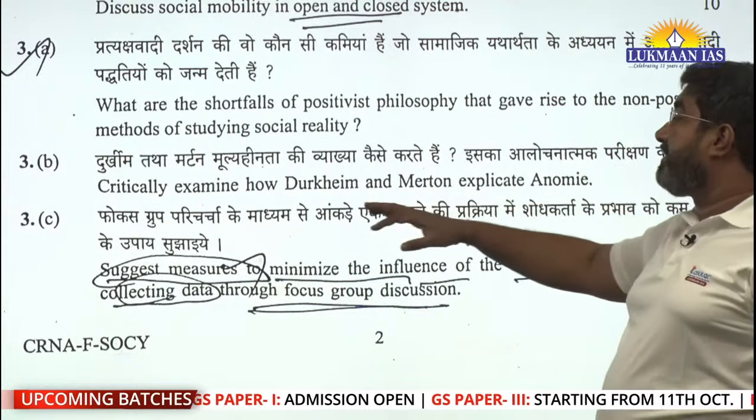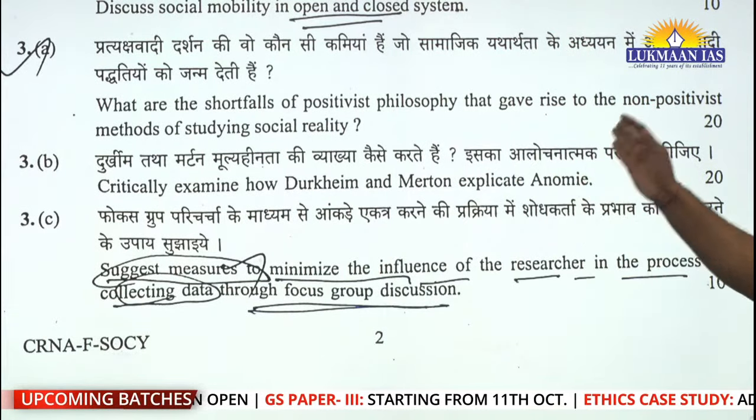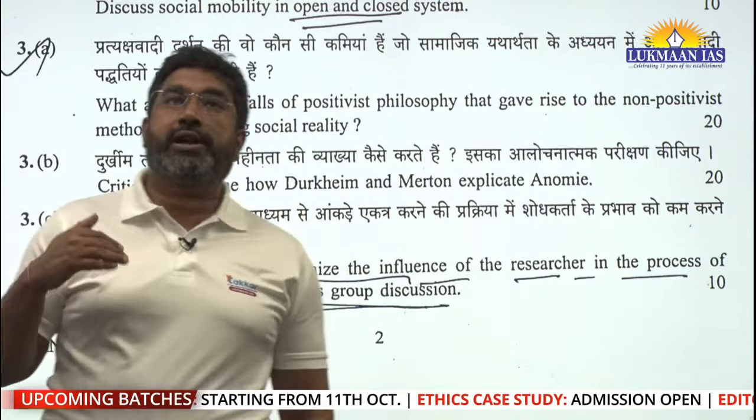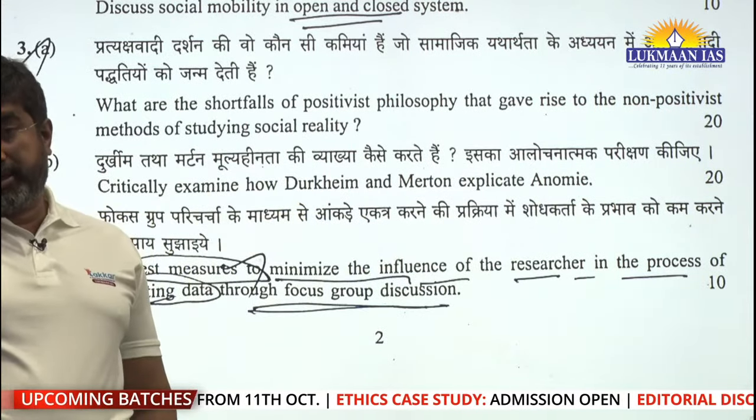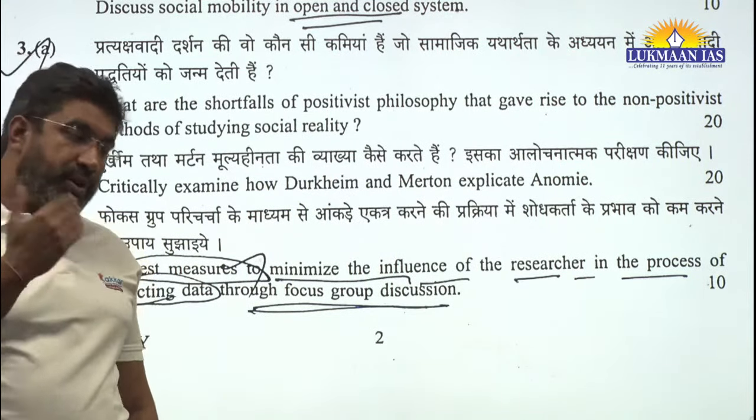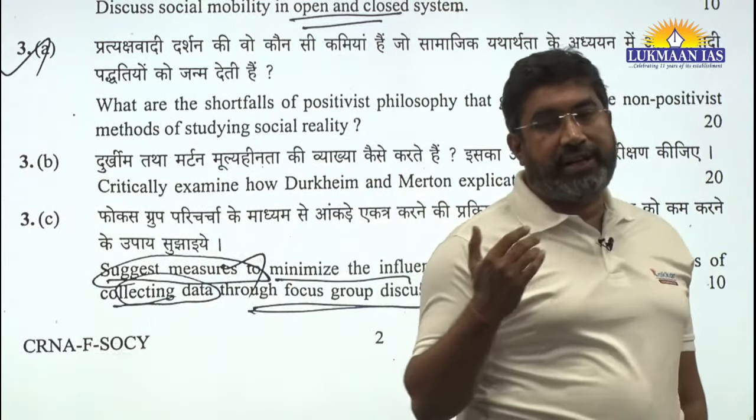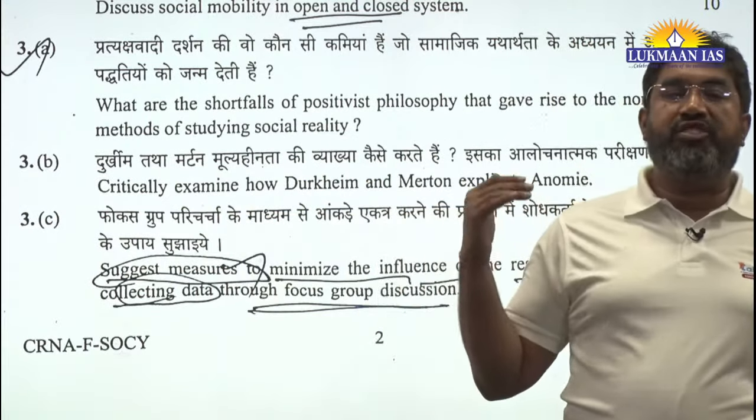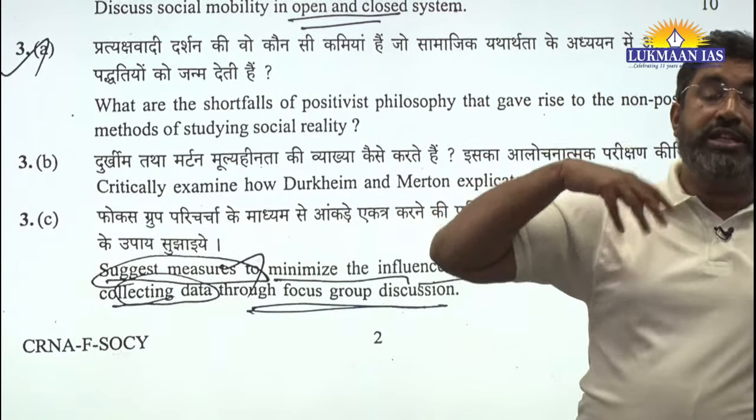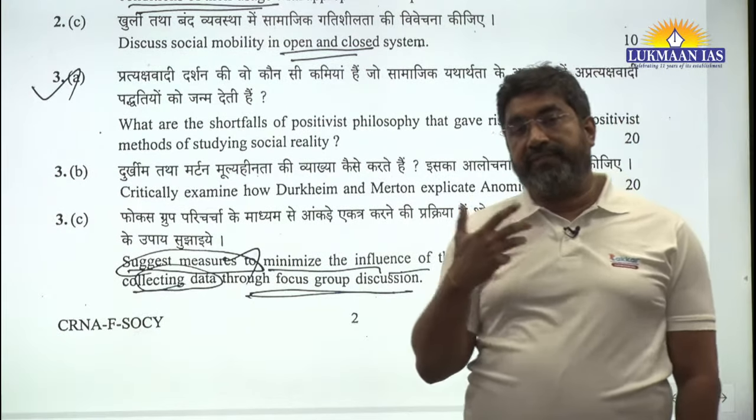So critically examine how Durkheim and Merton explicate anomie. Oh, we remember how Durkheim and Merton do it, but what is the relationship between such anomie? That is the important part. What is the relation that when we move from mechanical solidarity to organic solidarity, there will be anomie. Similarly, when we move between different reference groups, there are chances of anomie. So these are the parts that you have to understand, and how their anomie is different from other forms of anomie.